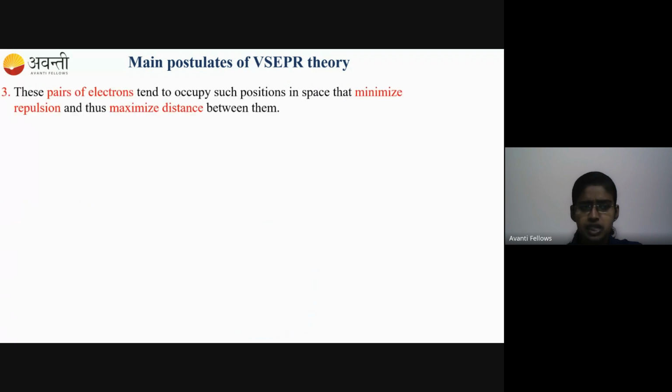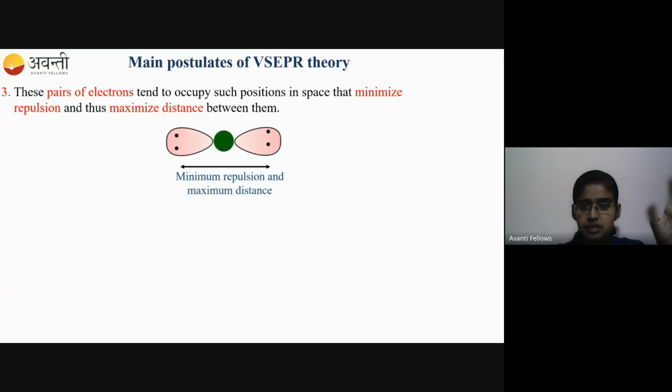Now coming to the third postulate: these pairs of electrons tend to occupy such positions in space that minimize the repulsion and thus maximize the distance between them. So there is a repulsion between the electrons, right? During that repulsion, those electrons will try to occupy the space in which the distance between them is maximum, so that the repulsion can be minimum. You see here, this is an atom. The 2 lone pairs of electrons are occupying these 2 places, which means there is a 180-degree angle between them. So they try to occupy the maximum distance between them, in which the repulsion is minimum.